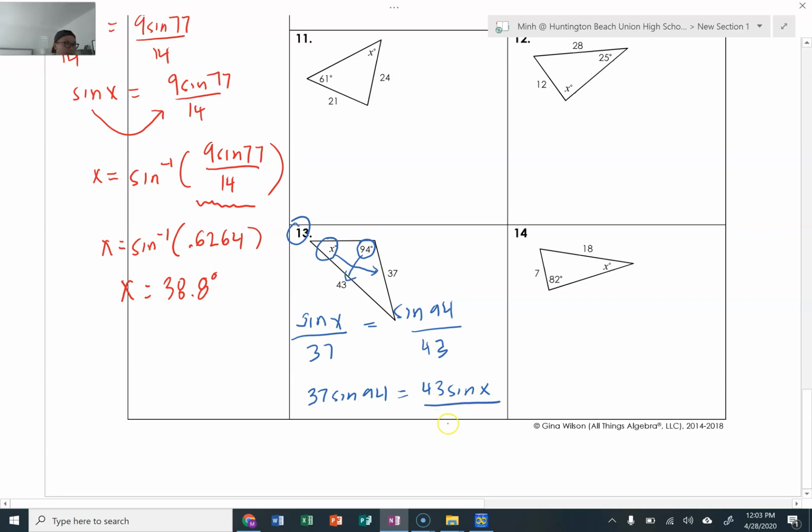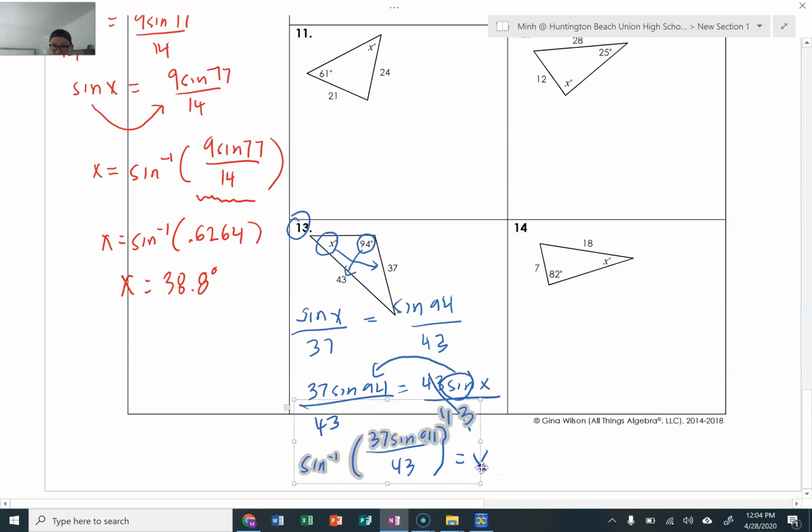So I'm going to divide both sides by 43. Those cancel. And the last thing is that I need to get rid of the sine. So the sine is going to move to the other side. I should have inverse sine of 37 sine 94 over 43 is equal to x. And remember what I told you: when you do this, you want to take care of what's inside of the parentheses first. That's going to be 37 sine 94 over 43.